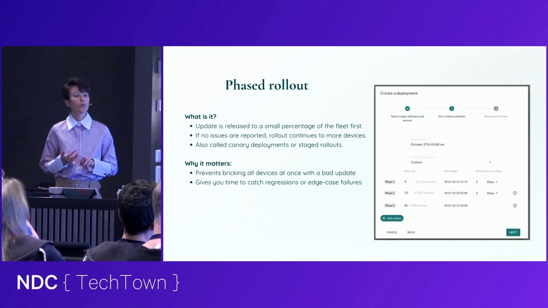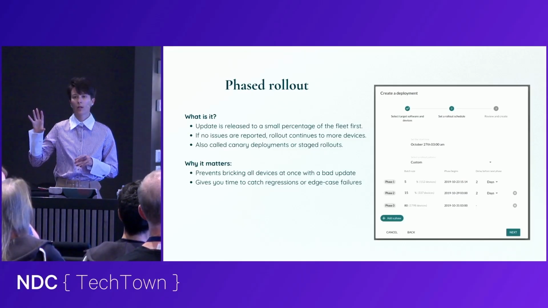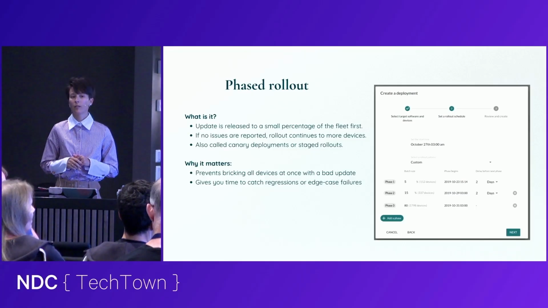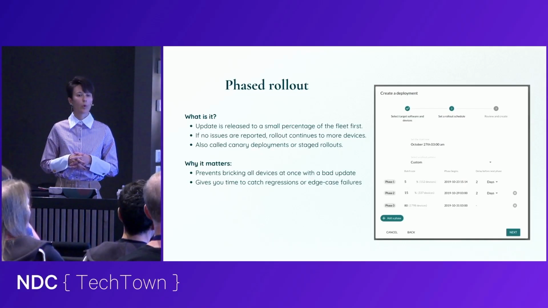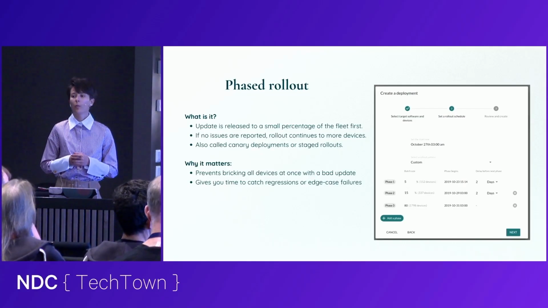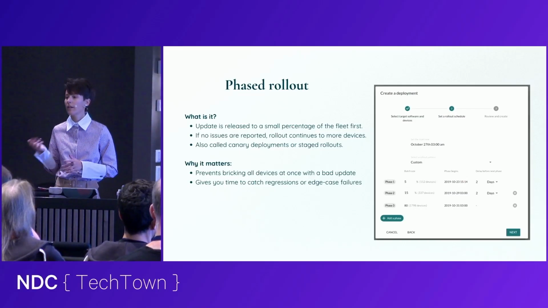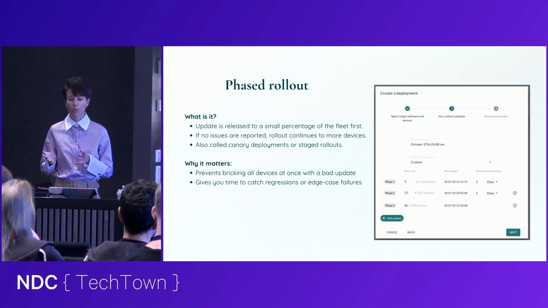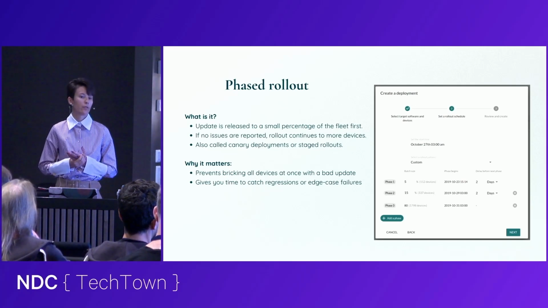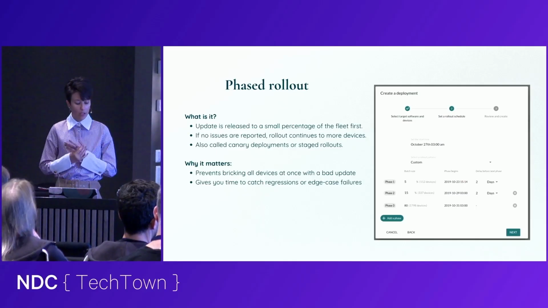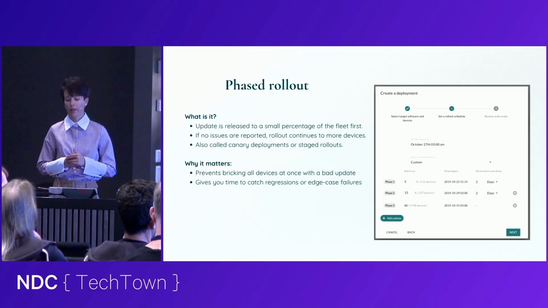So what you may want to do is start small. You may want to, for example, do the update first for 5% of the devices. And then if everything goes okay, if the devices report back to the server successfully, you may update 20% more of the devices. And then lastly, what's left is 75% of devices, which you can do in bulk after you have confirmed that the first two phases went smoothly. Why does it matter? Like I said, it prevents you from breaking all of the devices at once, and it gives you time to catch regressions or edge case failures.